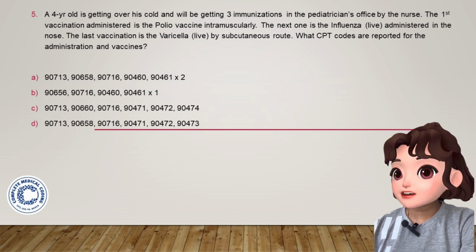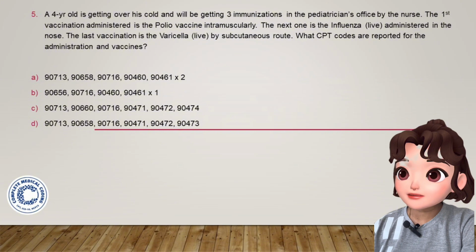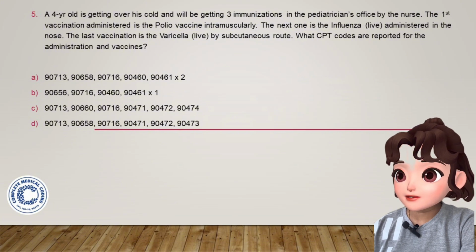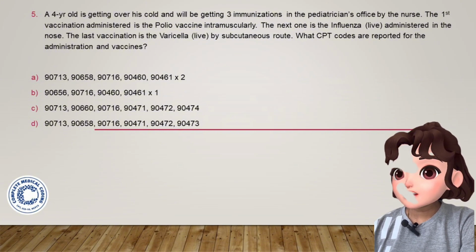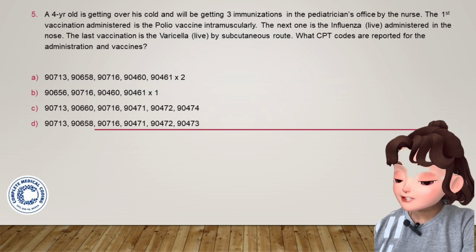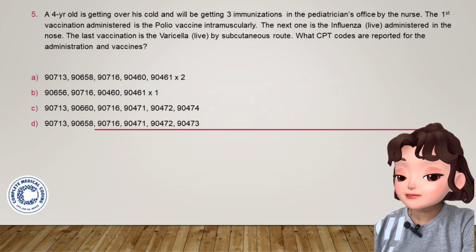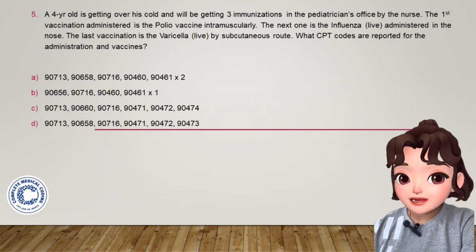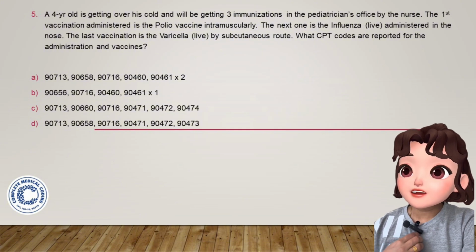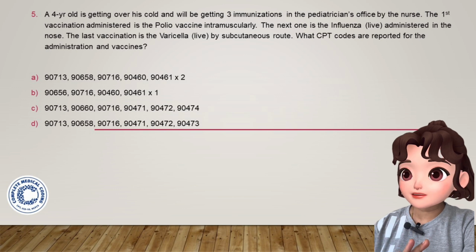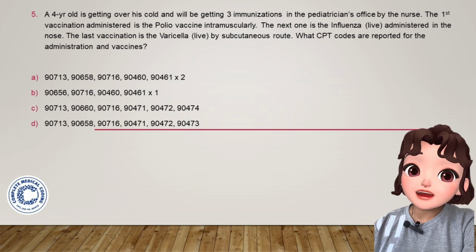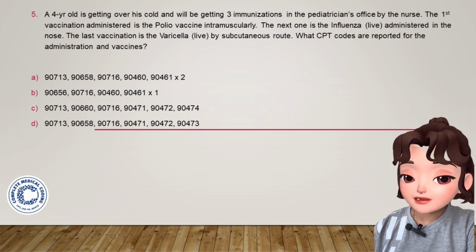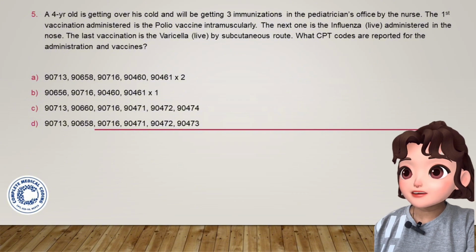Now, what is the next? The last vaccination done, varicella. That is also live by subcutaneous route. So in option C, the third one, 90716. 90716 represents the varicella virus live for subcutaneous. Yes, these three we got. So now we got the options for the vaccines. Three vaccine codes. Now we have to code the administration code also, right? So go to the administration part.